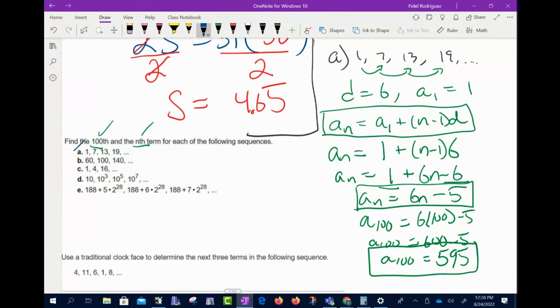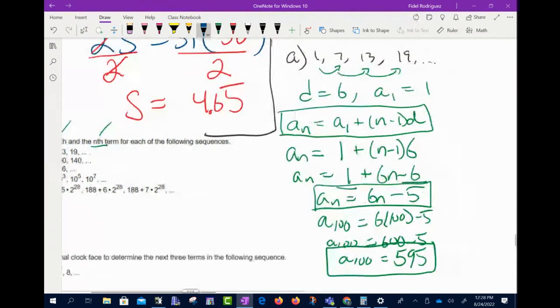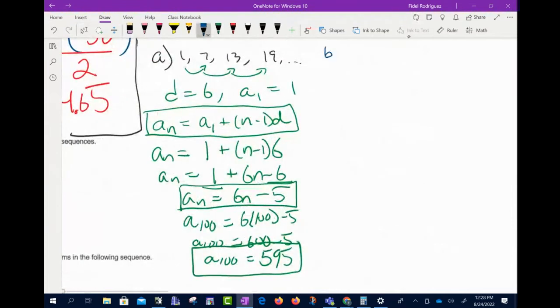All right. So we got part A done. Let's do part B. So I'm just going to scooch over here a little bit where I have some more room. Part B is 60, 100, 140, so on and so forth. Okay. First question, arithmetic or geometric? Are we adding the same number each time? What do you think? Yeah, we are, right? We're adding how much each time? We're adding 40, right? Okay, good.